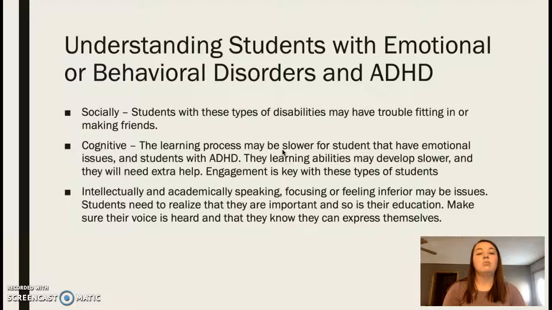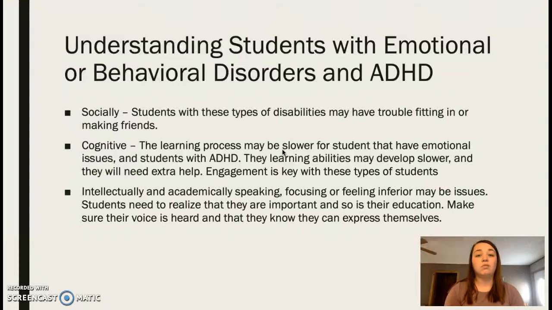Cognitively speaking, a learning process for someone with emotional or behavioral disorders or ADHD, their processes can be a little slower, and they can have emotional issues or focusing issues. Their learning abilities are going to develop just a little bit slower because of their inability to focus or their inability to feel important in the classroom.